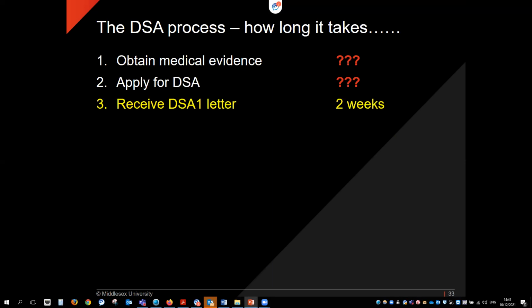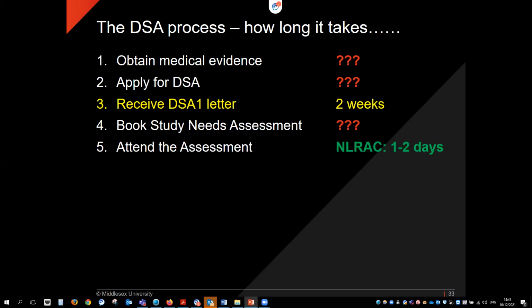Once they've applied, it usually takes 2 weeks for a decision to be made. And then when the student receives the DSA1 letter, apart from the student, nobody else receives a copy of it. Again, the student needs to make the booking or inform somebody that they're struggling to make the booking, so we can get support to them. Now, attend the assessment. Different centers have different waiting times, but with us, if we have everything in place from the student, then we can offer them an appointment within 1 or 2 days.